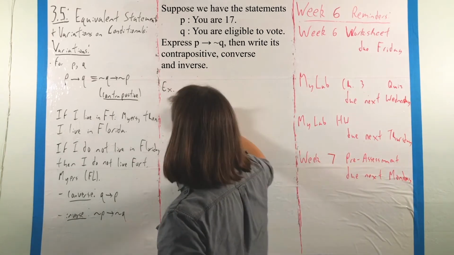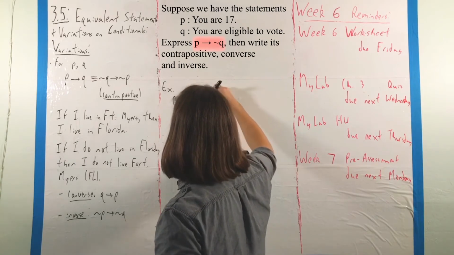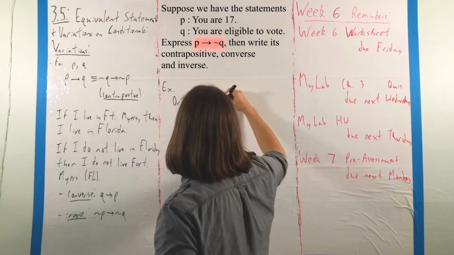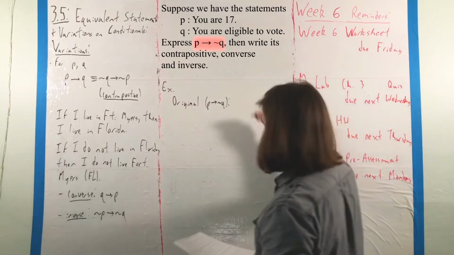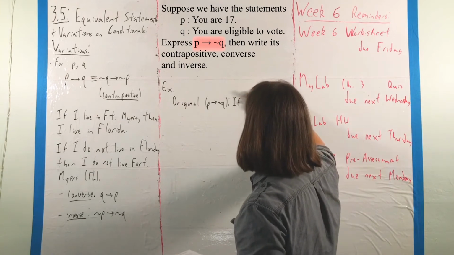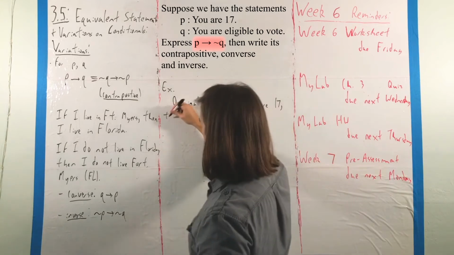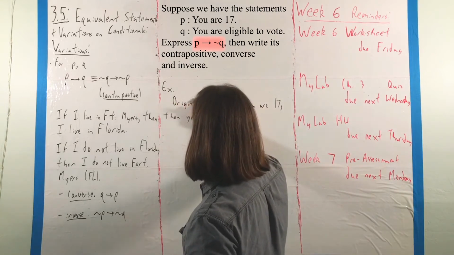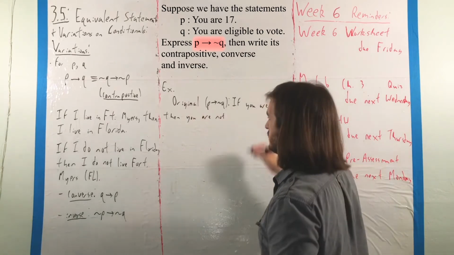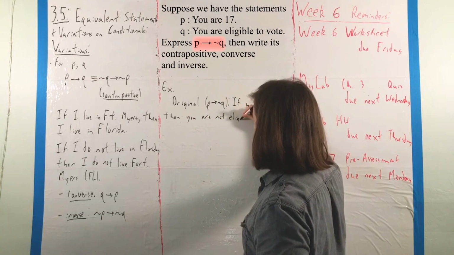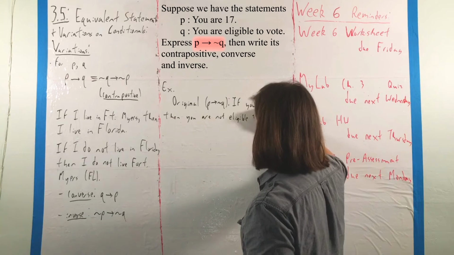The first thing we want to do is find the original statement, which has the form P implies not Q. Here, that would be: if you are 17, then you are not eligible to vote. Pretty straightforward statement. The voting age is 18 in America. So I guess maybe you should be a little bit more specific to make sure that this is true, but it's certainly true for our circumstances.